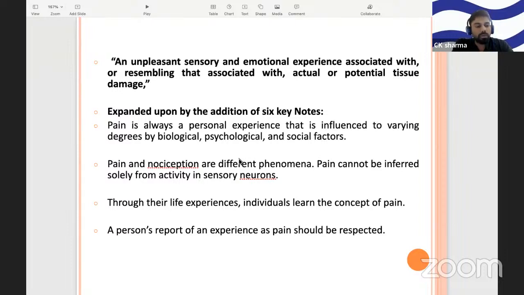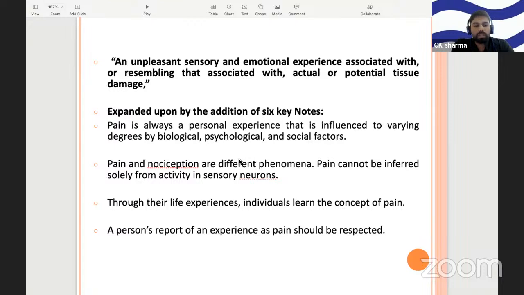First keynote: pain is always a personal experience that is influenced to varying degrees by biological, psychological, and social factors. It means that everyone feels pain differently, and it's unique to each person. Second, pain and nociception are different phenomena. Pain cannot be inferred solely from activity in sensory neurons. It basically means that pain is what we feel and experience when something is hurting, and nociception is the process by which our nerves detect harmful stimuli and send signals to the brain. So just because nerves are active, that is, there is nociception, it doesn't mean that the person is experiencing pain.